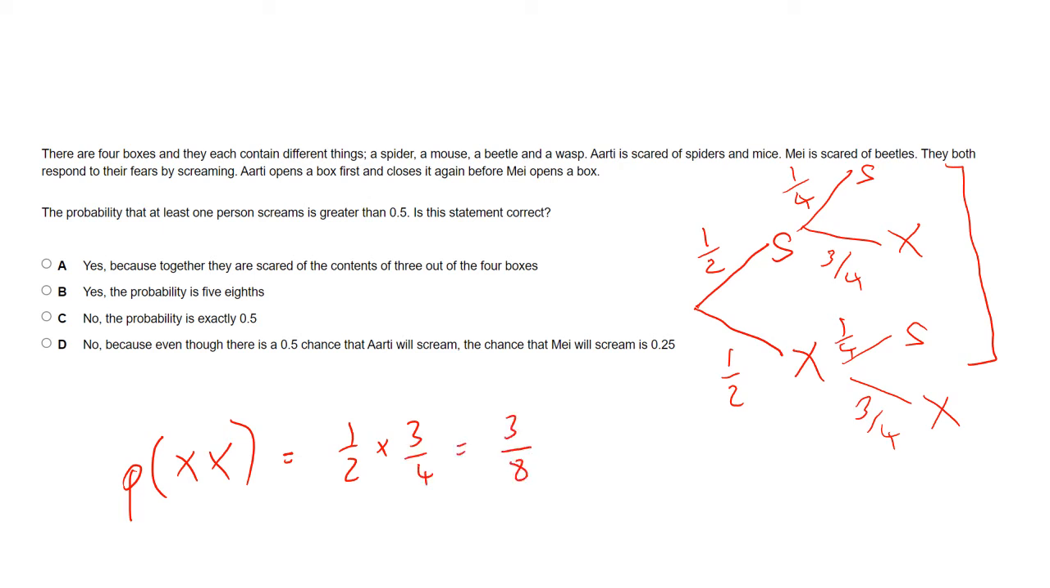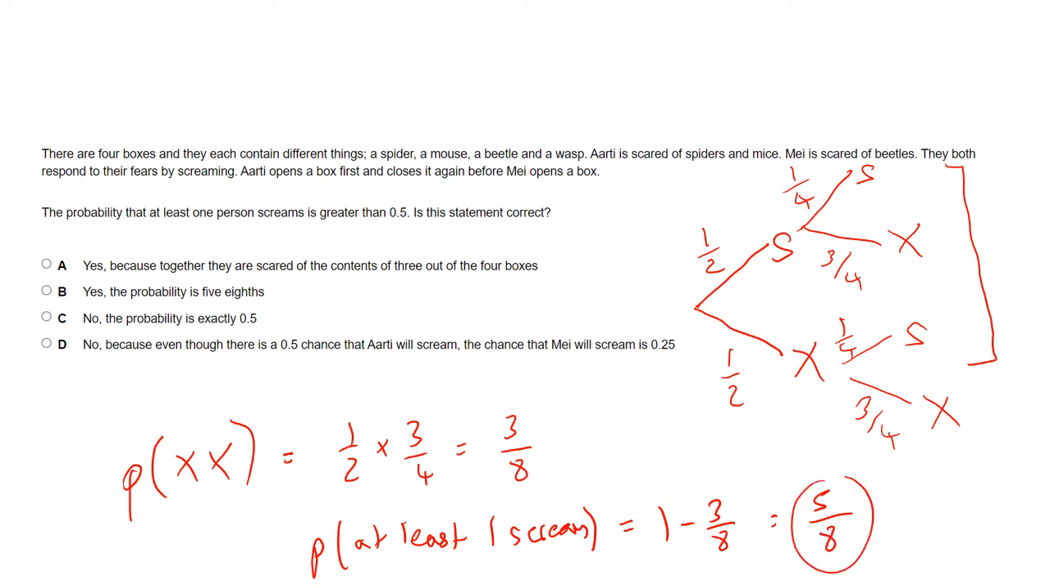So there's a 3/8 chance that neither of them screams, and that means that the probability of at least one scream, which is what the question is asking about, is 1 minus 3/8, because either somebody screams or nobody screams. There are only 2 possibilities, so the sum of the probabilities must equal 1, which comes out as 5/8. So that tells you that the correct answer is B. The probability that at least one person screams is indeed 5/8.